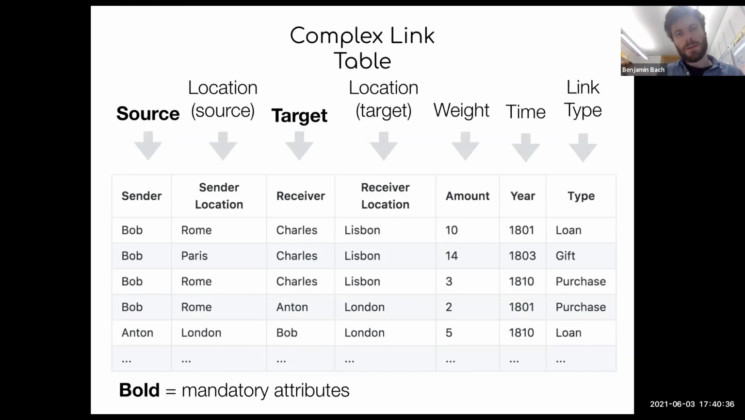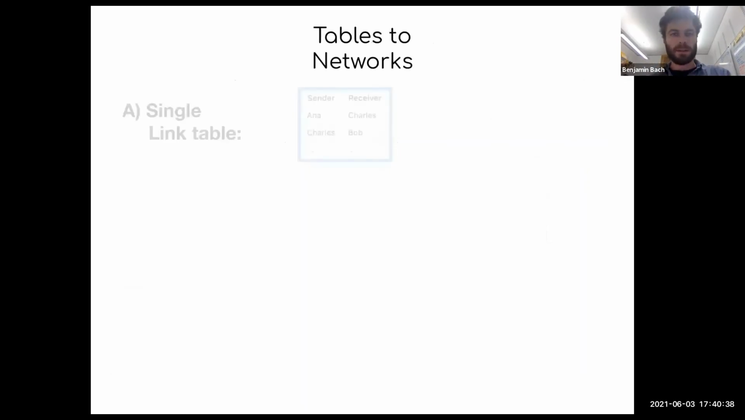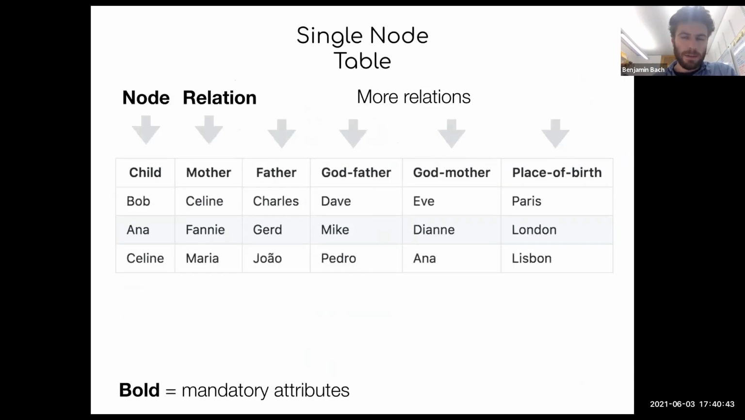Back to our tables. So the link table is like so. And then let's look at the node tables. If you have a genealogy network, for example, it is quite tedious to have one row per relation. There is a bit of a compressed version, which is this node table. For example, we have Bob, and we have his mother, his father, his godfather, and so on, different types of relations eventually. So each of these columns now is not an attribute, but a relation.